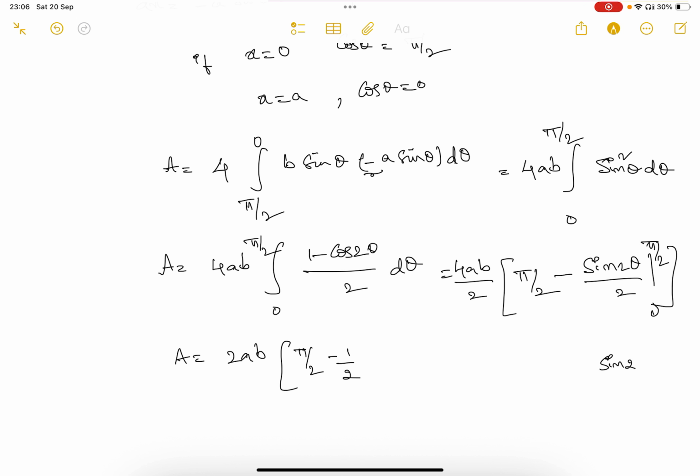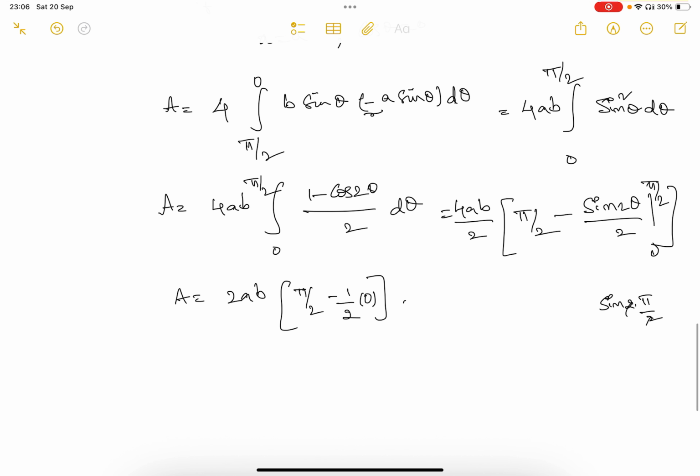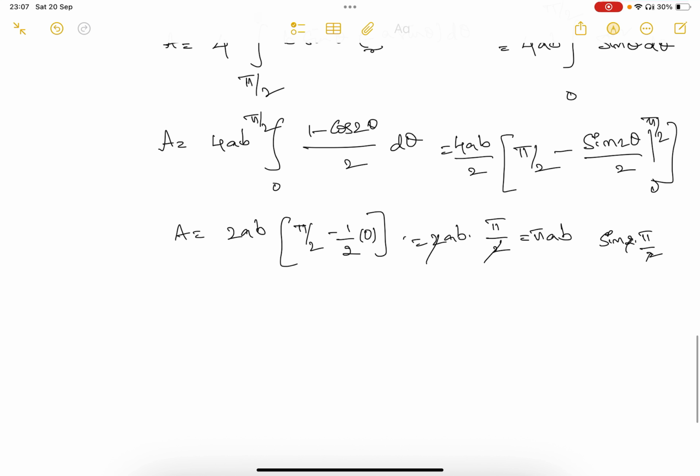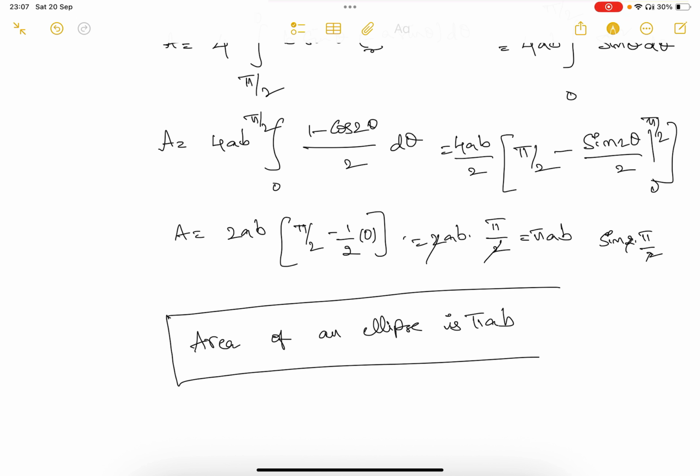Let's write it here so that you can understand properly. Sin pi, right? Sin pi is 0. When theta is 0, it's 0. Then this is 2ab into pi by 2. 2 will get cancelled. Then this is pi ab. Fine. That is, the area of an ellipse is pi ab. So it's proved using polar coordinates.